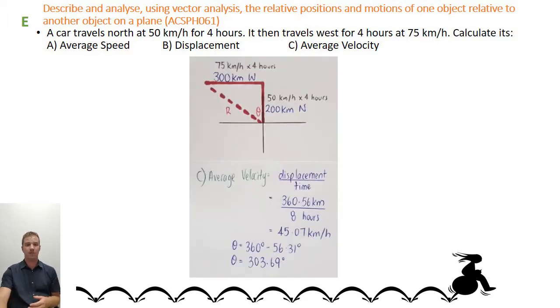Now moving on to average velocity. I've included the diagram here so you can see that average velocity is displacement over time. So it's the red dotted line divided by the total time, which is 8 hours. So we've got 360.56 kilometers divided by 8 hours, and you get 45.07 kilometers per hour. Now, because it's on a bearing, we're dealing with the quadrant on the top left, which is the fourth quadrant. We're going to subtract from 360 degrees our answer of 56.31, and you'll get its bearing at 303.69.